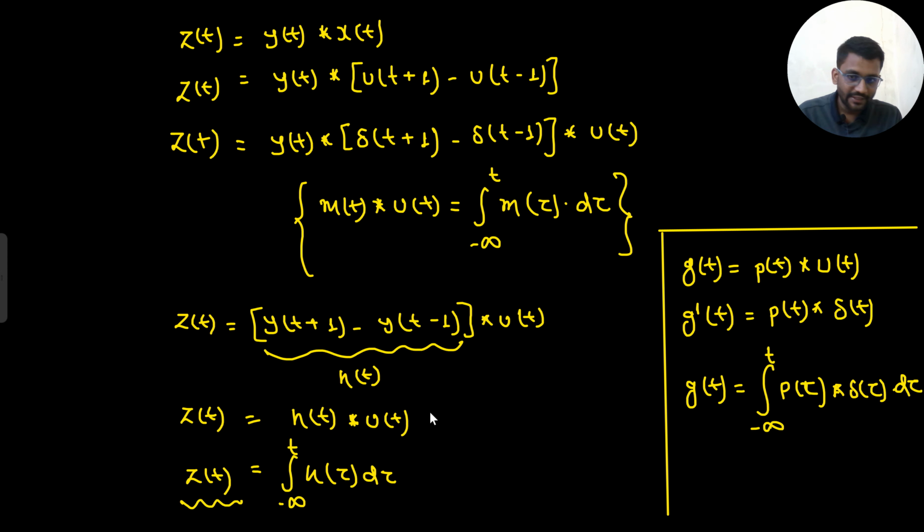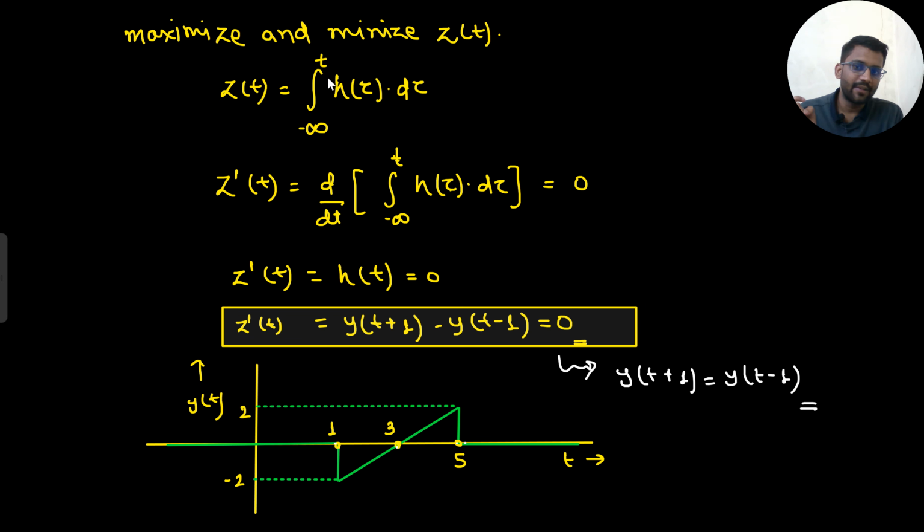Now I have to maximize this. So how do we maximize this kind of running integration? Just put the limit into the bracket. Whatever the variable was, the upper limit will come to this side. So the differentiation of z of t would become h of t only, and for finding the maxima or minima we have to put it equal to 0. When we put it equal to 0, we get y of t plus 1 minus y of t minus 1 equals 0. That means y of t plus 1 should be equal to y of t minus 1.